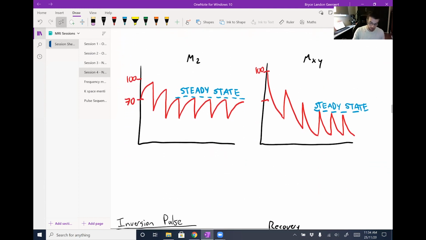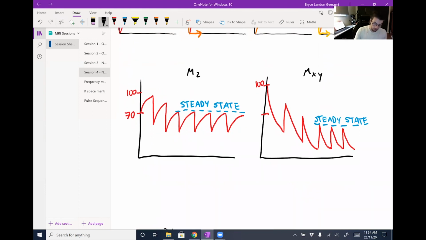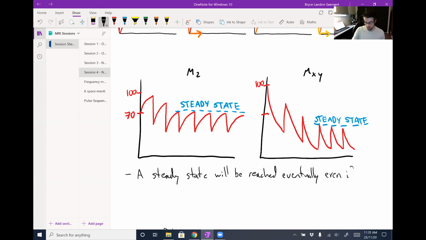So just to summarize here, a steady state will be reached eventually, even if the NMV doesn't fully recover.